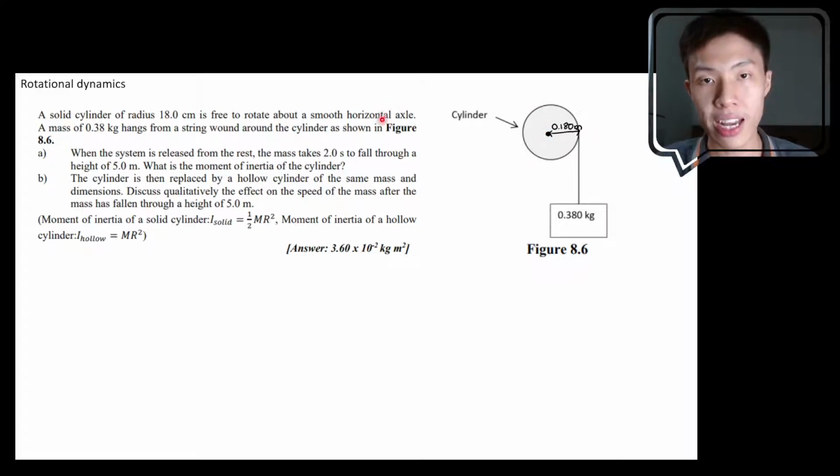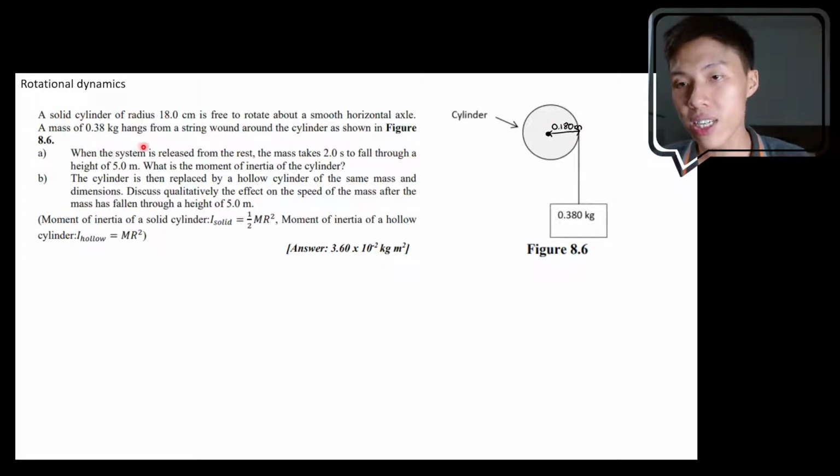But because this axle here is smooth, it allows this cylinder to rotate when there's a torque being exerted on it, just like what's happening here. So in this case, the axle allows the object to rotate without changing its position. Okay, so you have a mass of 0.38 kg that hangs from this string over here, and this string is being wound around the cylinder. So you can imagine this mass here is being connected to a string, and the string here is being wound around the cylinder, just like how you wound a string around the yo-yo.